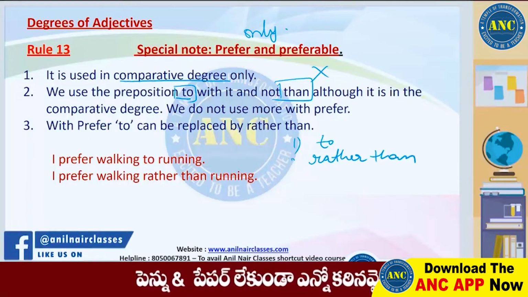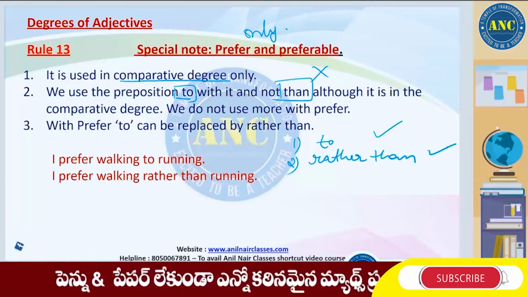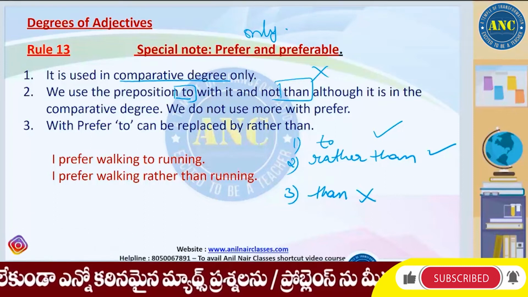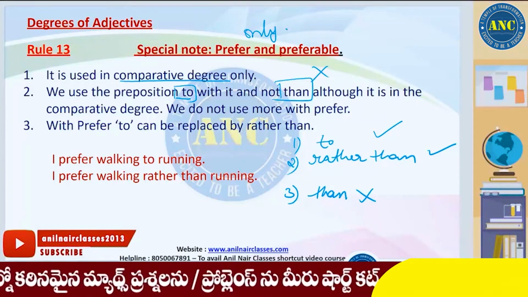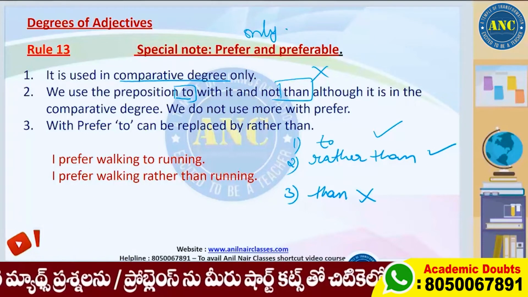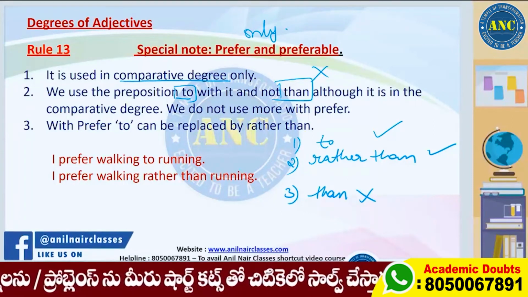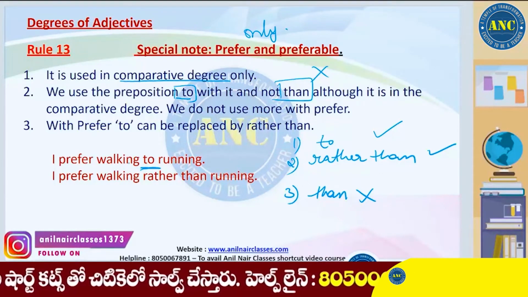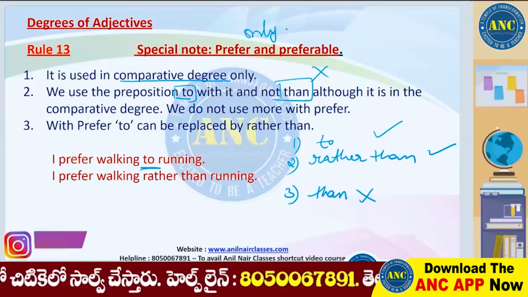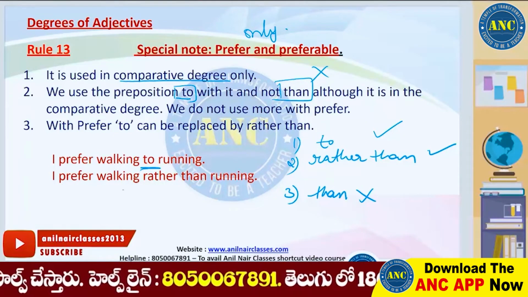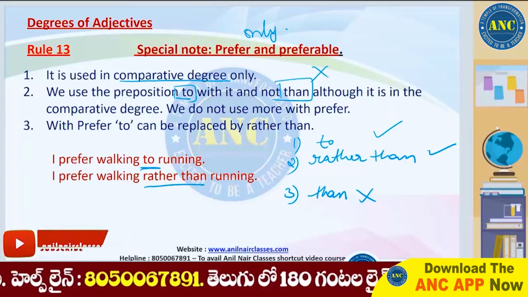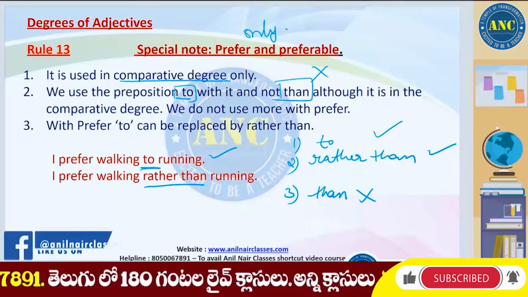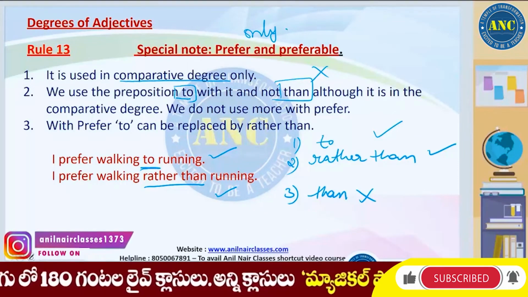These are the two things which are acceptable. If you use this third one, which is only then, this is completely wrong. We cannot use then, we use to. If you have used then, it has to be rather than, right? See the example, I prefer walking to running. So when you are saying something is better, your preference is running rather than walking. So I prefer walking rather than running. So either you use to or you can replace to with rather than. Clear? Let's move ahead to the next slide.